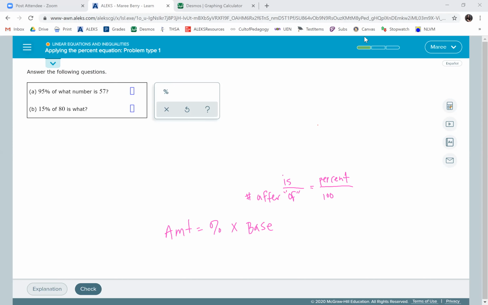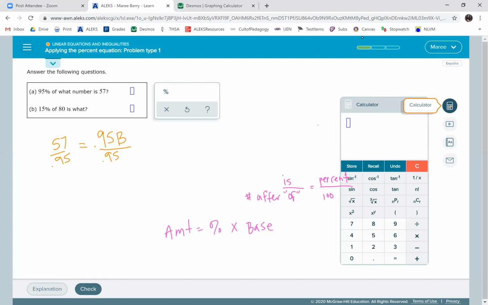So I'm going to do this one with the equation they gave you. Is 57, that means the equal, so the amount is 57. 95% of what number? Oh, this is very similar to the first one from last time. So I'm going to do 57 divided by 95%, or 0.95. So 57 divided by 0.95 is 60. So then I'm going to type in here 60.